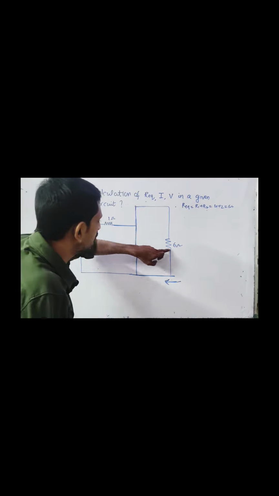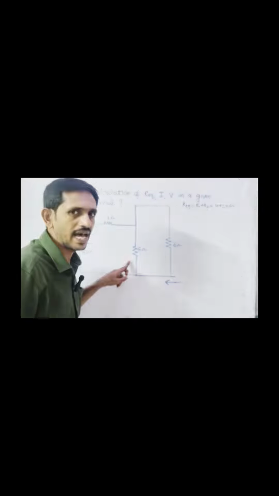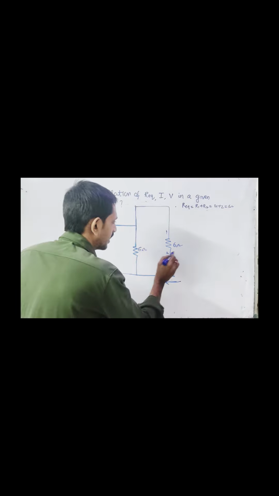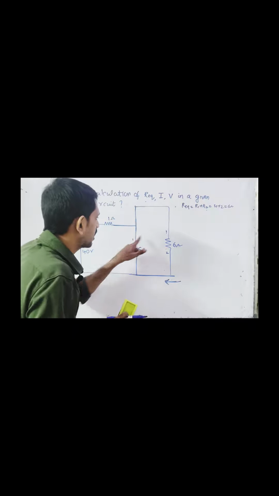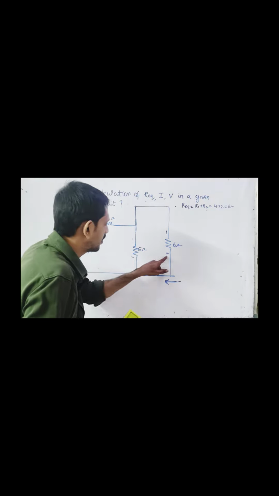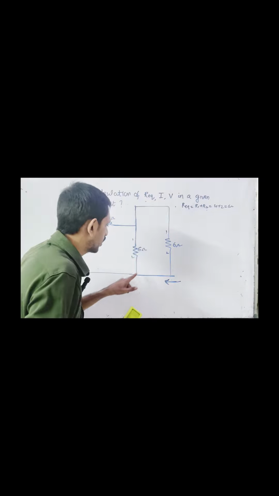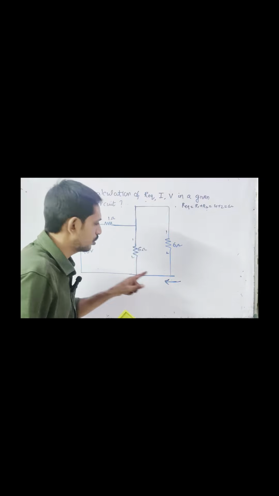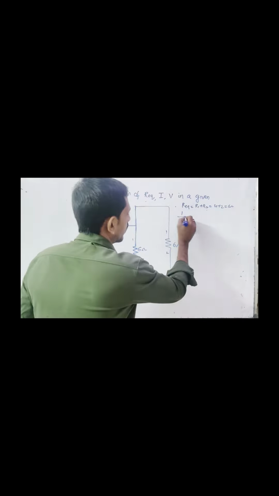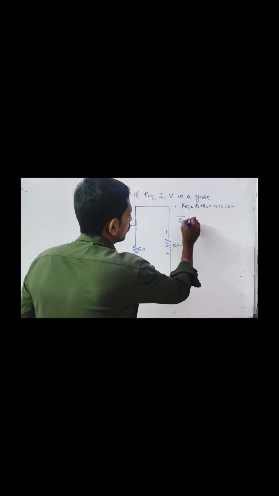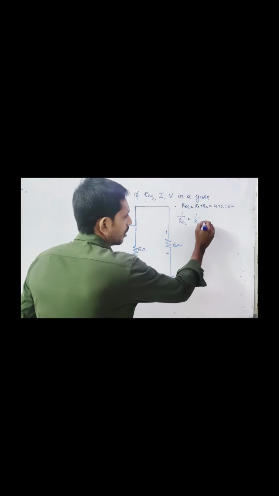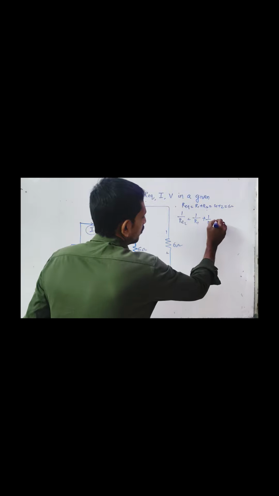Now what about these two elements? These two elements are in parallel, because, for example, I assign first terminal and second terminal. All first terminals of the two elements are connected together at this point, and all second terminals of the two elements are connected together at this point, so they are parallel. For two resistors in parallel, you know the formula: 1 by R equivalent, the reciprocal of R equivalent, is equal to the sum of the reciprocals of individual resistances, 1 by R1 plus 1 by R2.